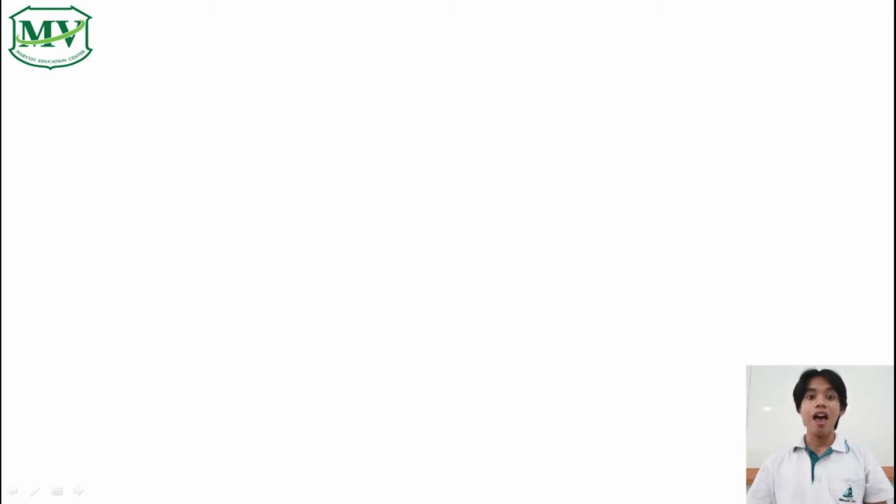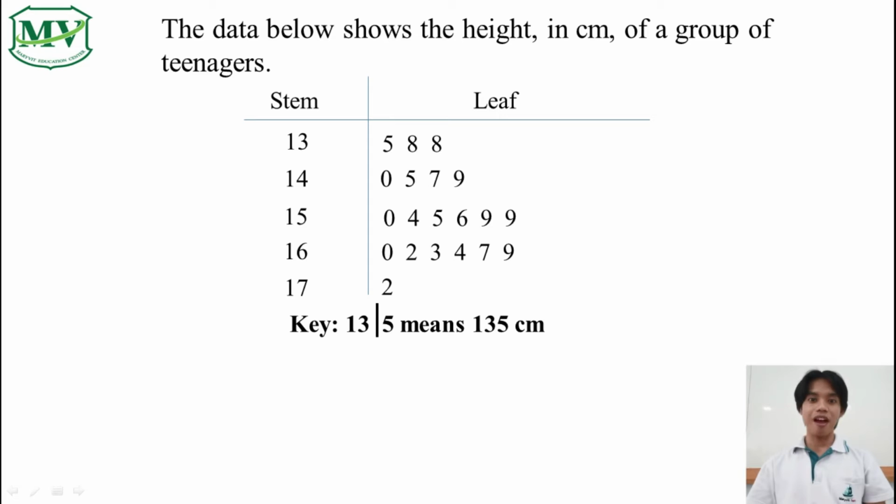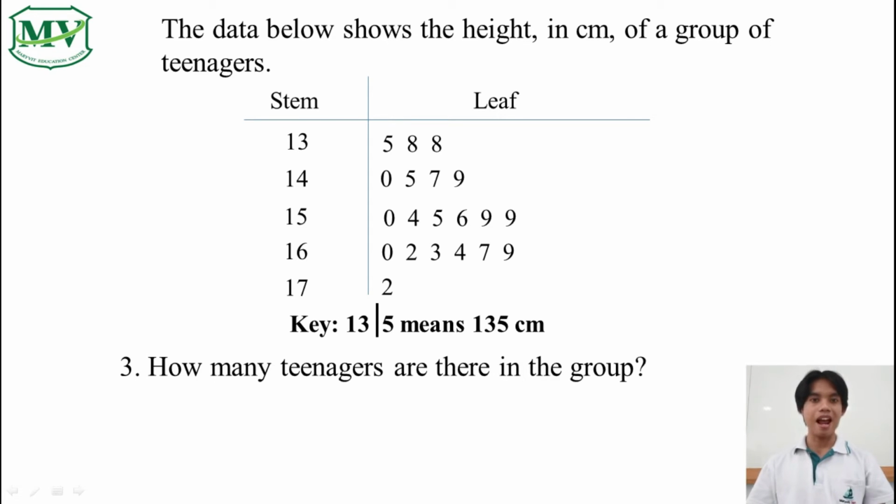For question 3, a stem and leaf graph is being used. The graph shows the height in centimeters of a group of teenagers. How many teenagers are there in the group? A. 13, B. 17, C. 20, or D. 25? Before we reveal the answer, let's understand first the graph.